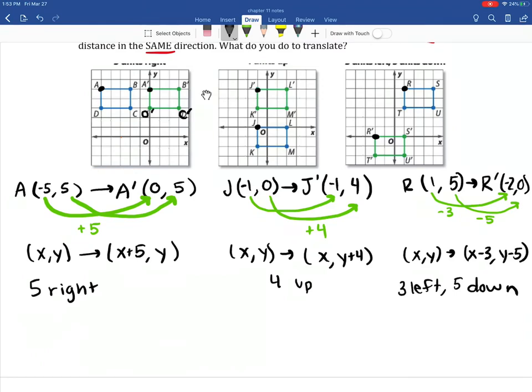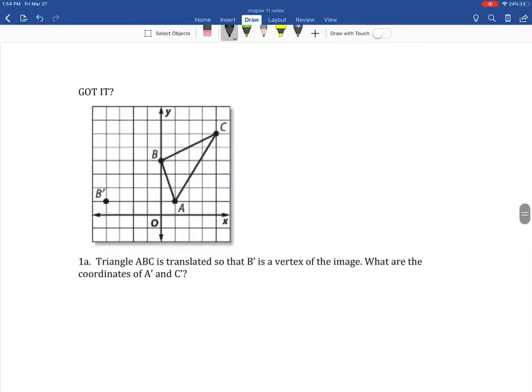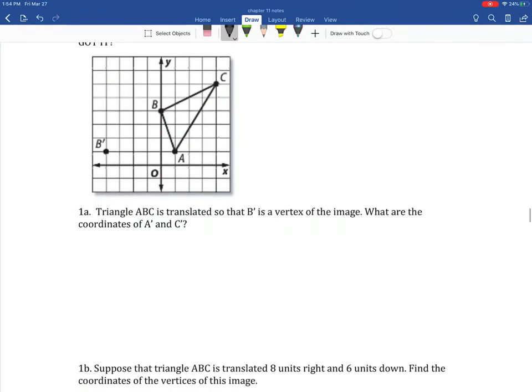Now this is all, again, on page 522 if you want to look at it. So I could rewrite this in a formula. I could say, if my point is some x, y, it's going to become the new point by adding or subtracting to each the x and the y. So let's look at a problem. Triangle ABC is translated so that B prime is the vertex of the image. And you'll see the triangle ABC on that graph, and you also see B prime. They want to find the coordinates of A prime and C prime.